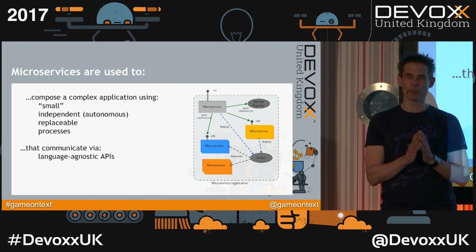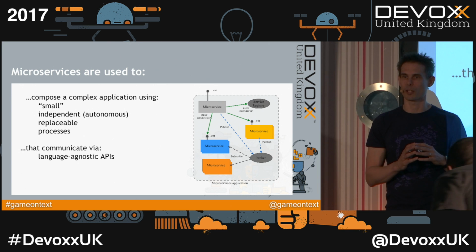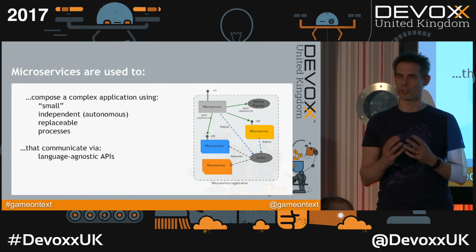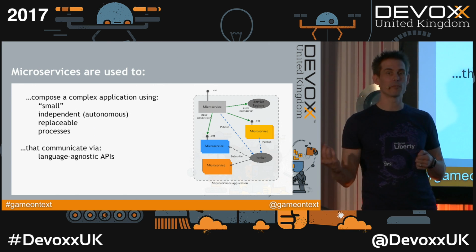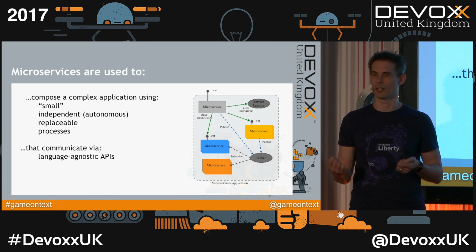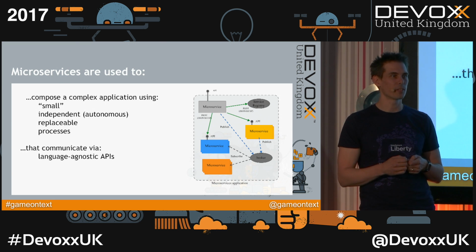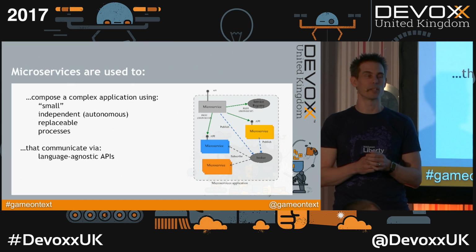And finally, they are normally deployed as processes, so they're built around a process boundary. The model we've gone for in GameOn is we have one app server that's running one service, an independently deployable service.